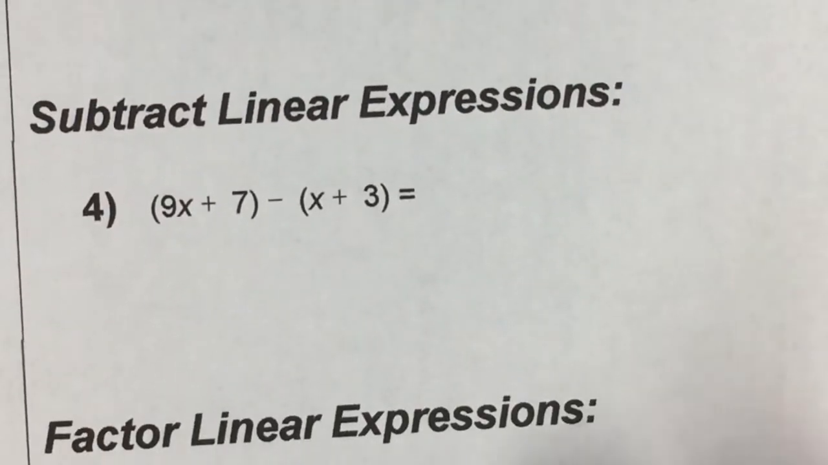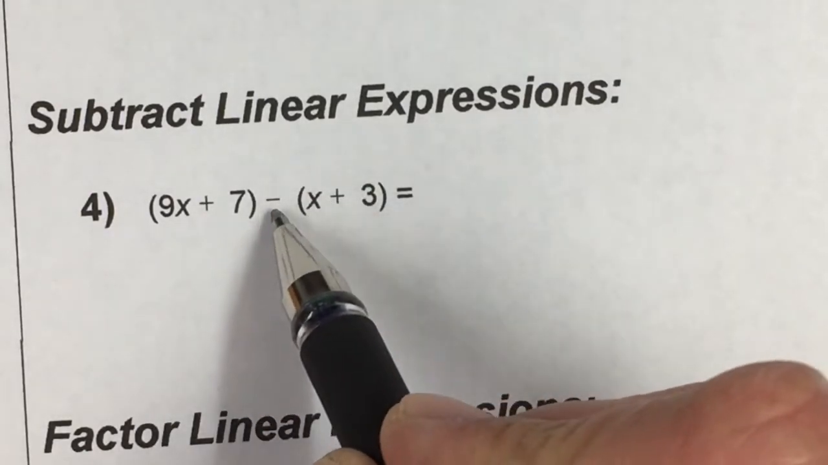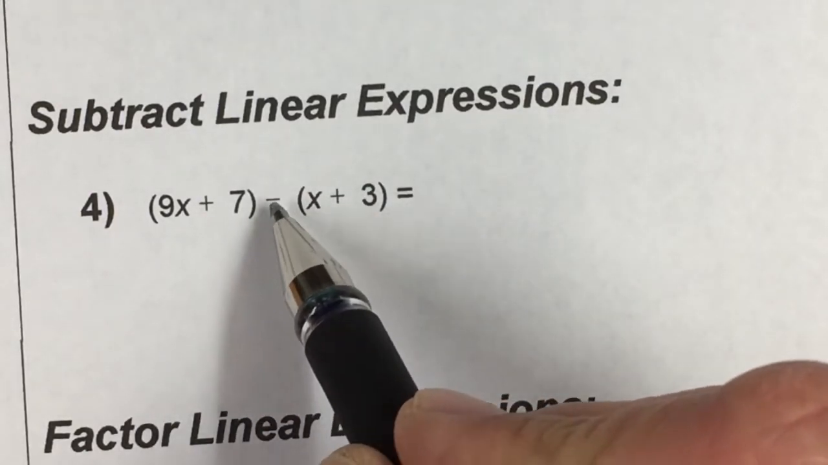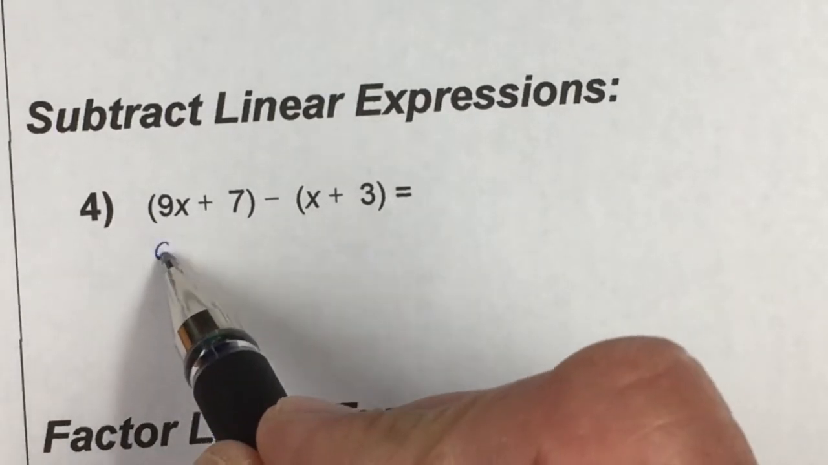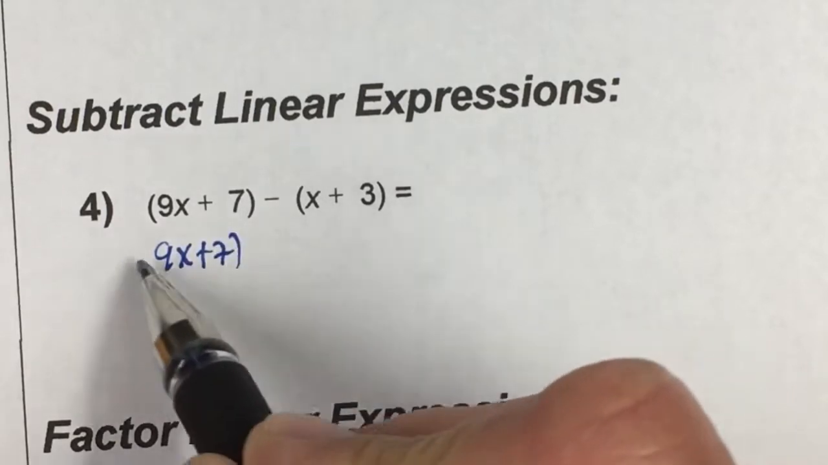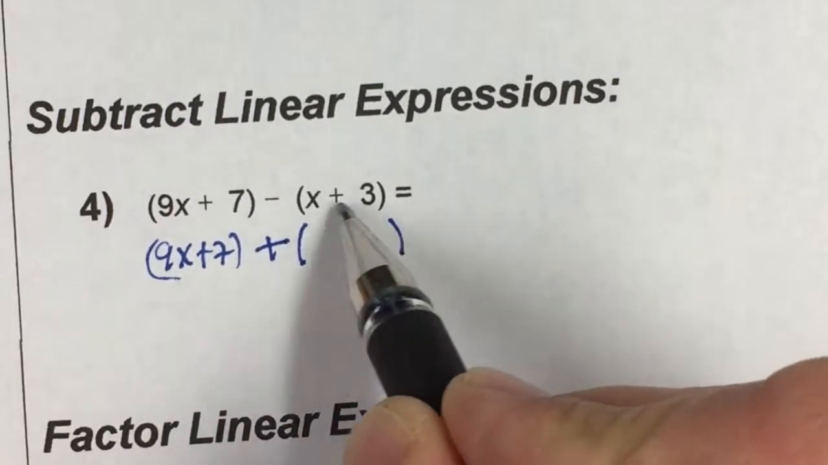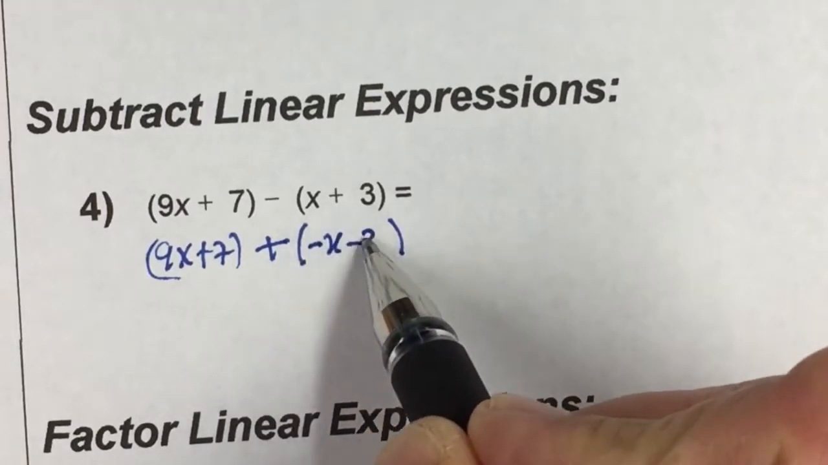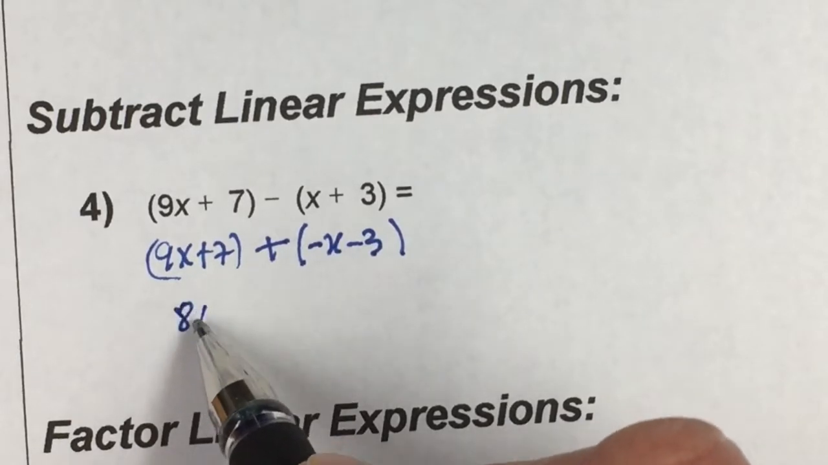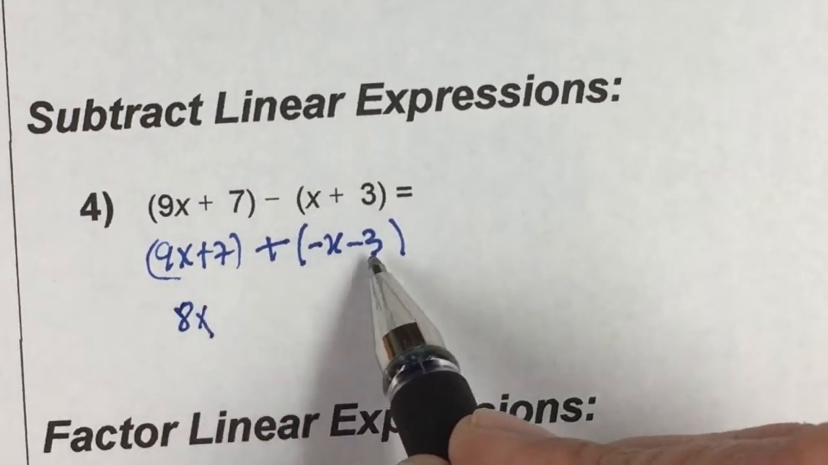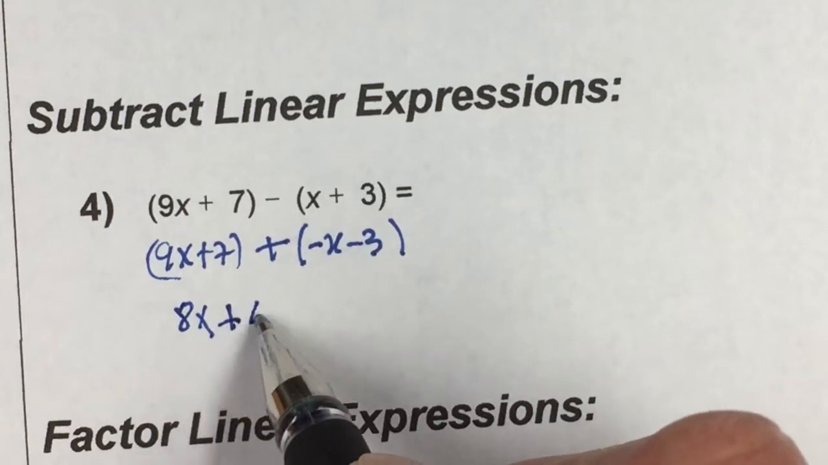The next one, subtract linear expressions. Remember to subtract the second expression that is affected by the negative sign. I have to add the opposite. 9x plus 7 is like this, plus the opposite of x plus 3. Change the sign inside, negative x minus 3. Now I combine like terms, 9x minus x, 8x, 7 minus 3, 4. So 8x plus 4.